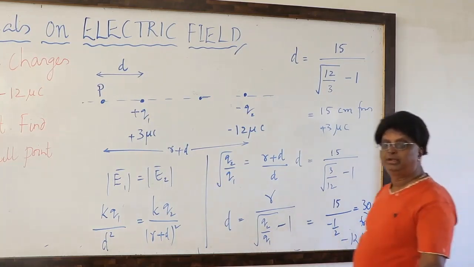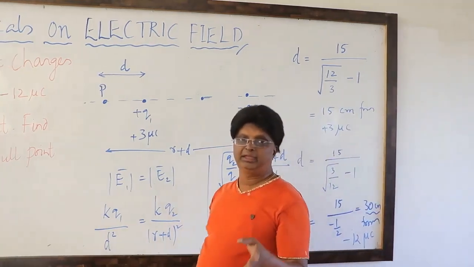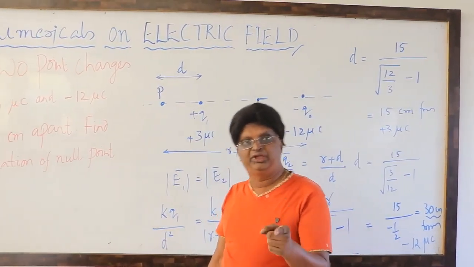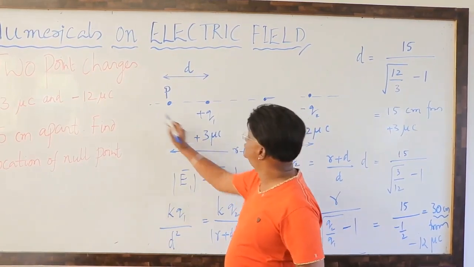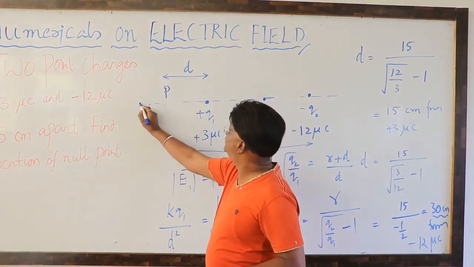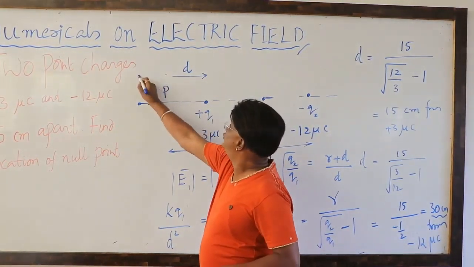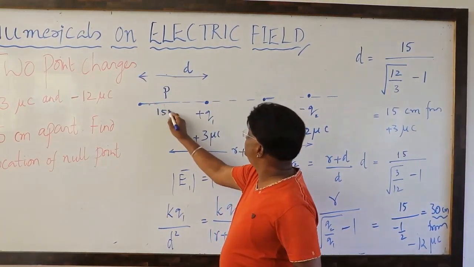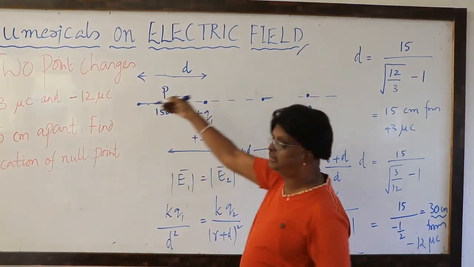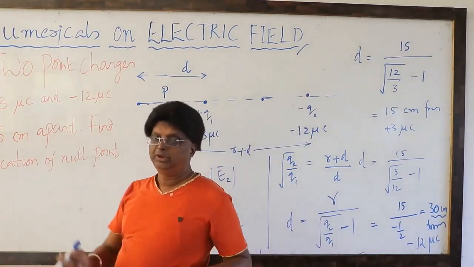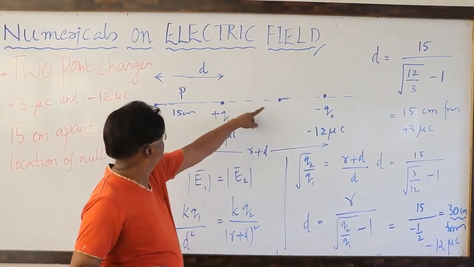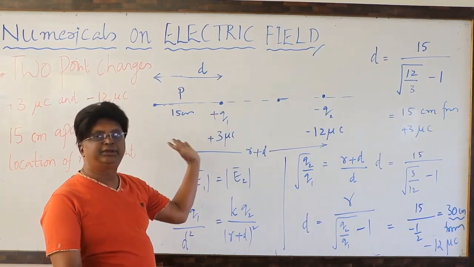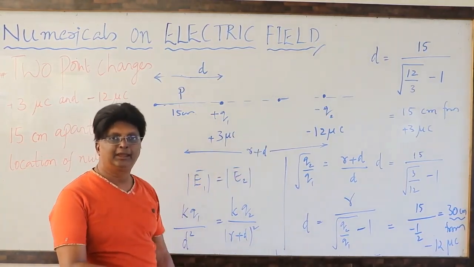So where is the point? Use the same point again and again. I am telling you, it is always closer to weaker charge. If this is 3 microcoulomb, yes, you got this null point over here, which is 15 centimeter. Therefore, from the other side, if you take that is Q2, it will be 15 plus 15, because already there is 15 and one more 15, 30 centimeters, like that.